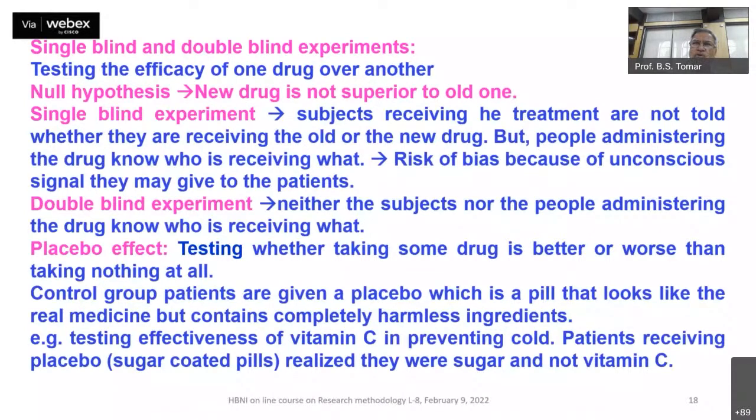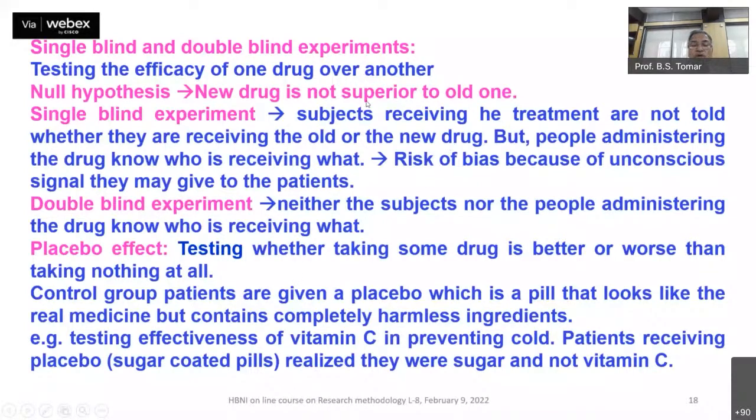The people who are injecting don't know who is receiving the new drug and who is receiving the old drug. So that is a very fair study. And that's why double blind experiments are favored. And there is another one called the placebo effect. This is again when you are testing whether some drug is better or worse than taking nothing at all.